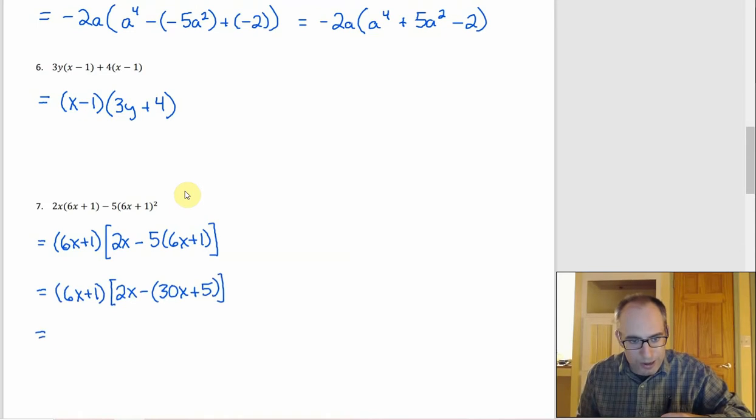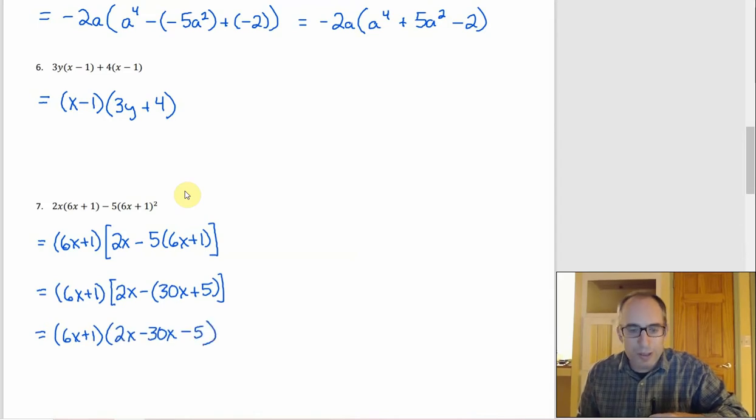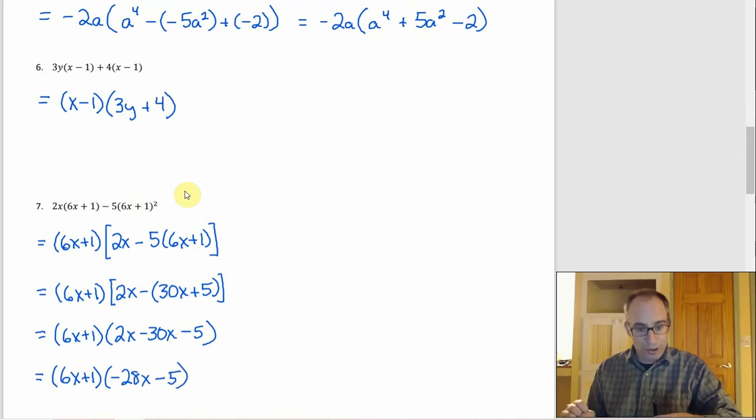And then distributing the negative, I guess that would be the next thing. So we'd have 2x minus 30x minus 5. And then we could combine terms and say, well then, this is 6x plus 1 times negative 28x minus 5. And to me, this is far enough.